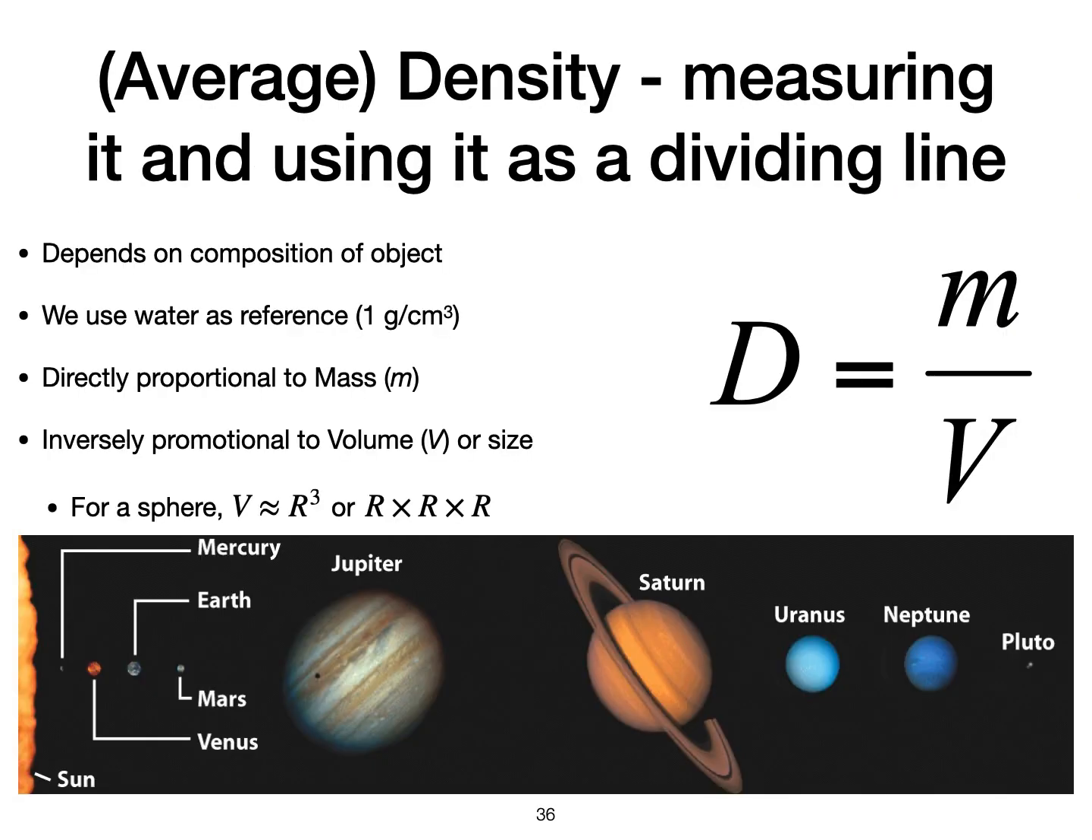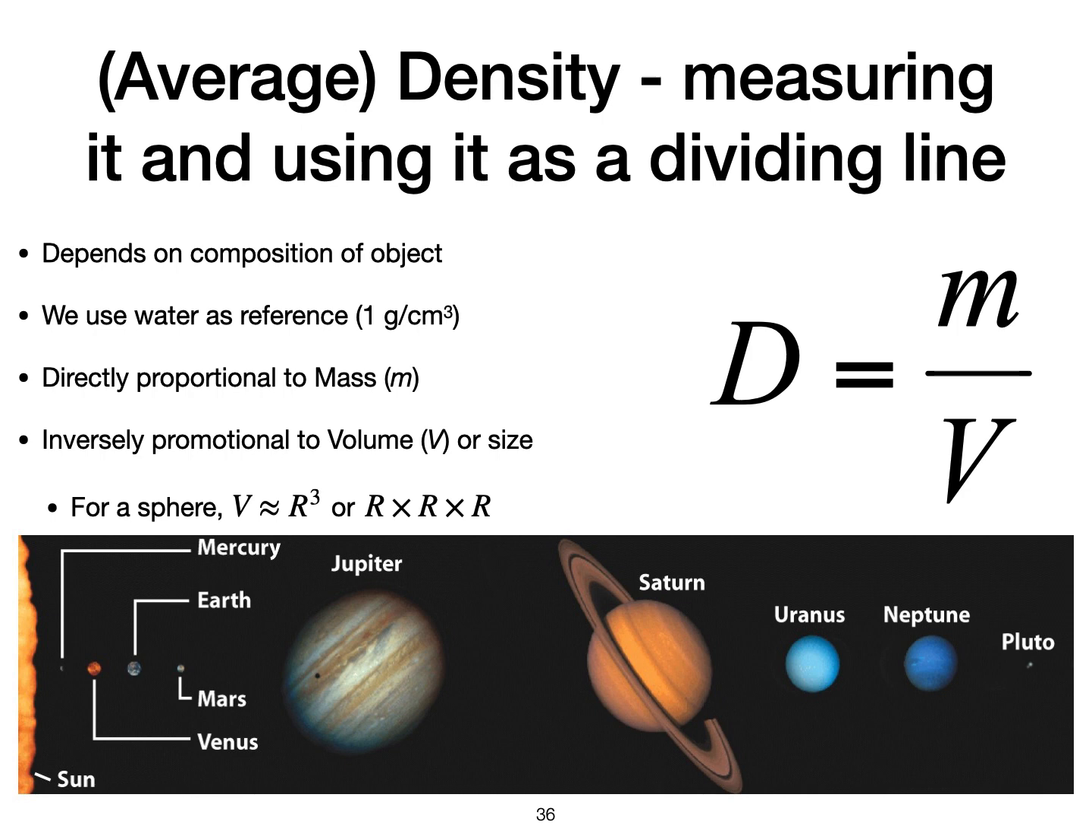The main dividing line for a lot of these objects is their density, meaning how much mass they have per unit volume. So if we were to construct an equation, the density is directly proportional to the mass. The more mass you have, the denser you are, and it's inversely proportional to the volume, meaning if you have a higher volume for the same amount of mass, then your density goes down.